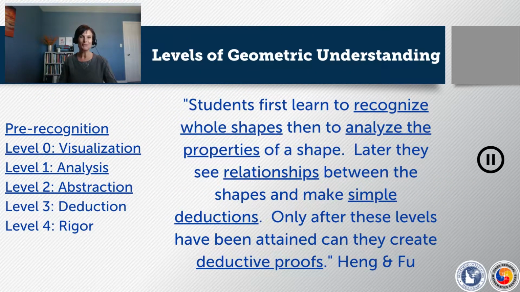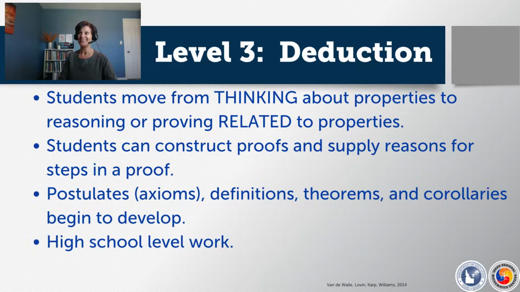Once we've had multiple experiences recognizing shapes, analyzing their properties, and seeing relationships between the properties, then we're in a position to successfully cope with the proofs of Euclidean geometry that students work with in high school. Most adults are at level 2, and it takes time and many opportunities to be prepared to reason geometrically at level 3. At level 3, deduction, students are moving from thinking about properties to reasoning or proving things by relating them to the properties. Students can construct proofs and supply reasons for steps in their proof.